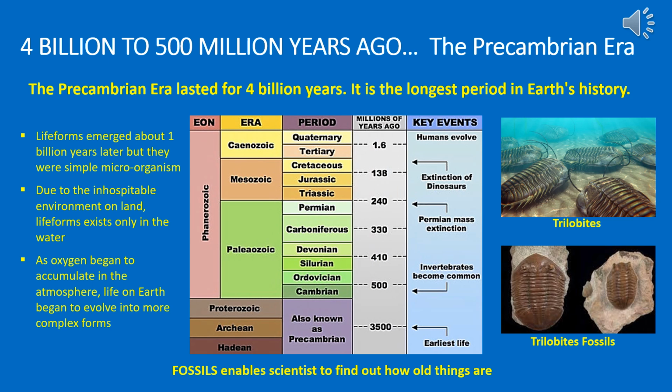How do we know this? Well, the evidence lies in the fossils discovered in ancient bedrocks. The prehistoric creatures you see in the picture are trilobites, and they're fossils. Fossils such as this enable scientists to estimate how old things are on Earth.